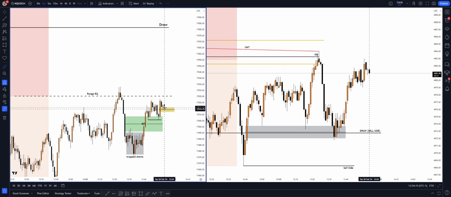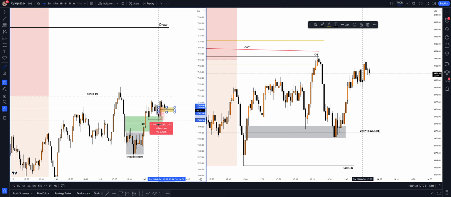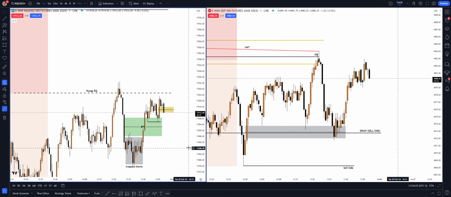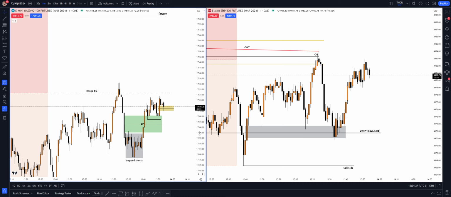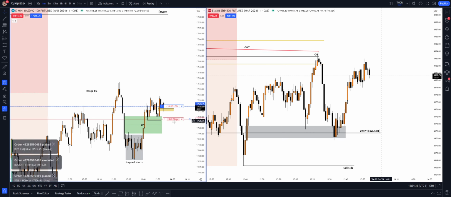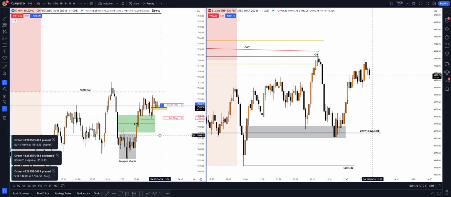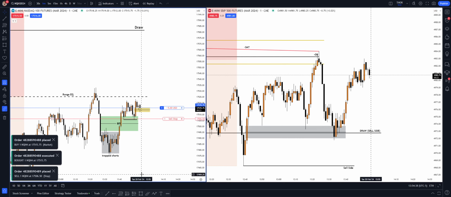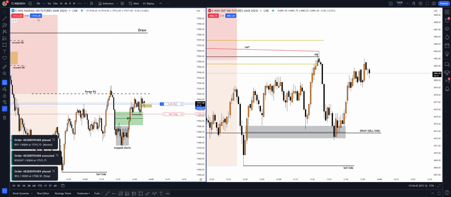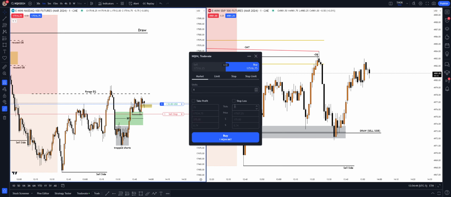What's the risk there? 10 handles. I'm gonna go long here. Let's do it. I'm going long there. Stop loss at 12.5 handles. My risk is 250 bucks, one contract. So I'm using a hard stop loss there.